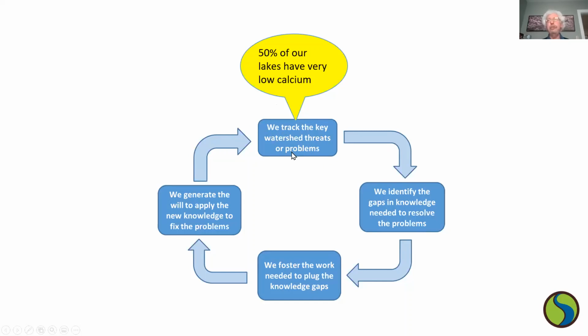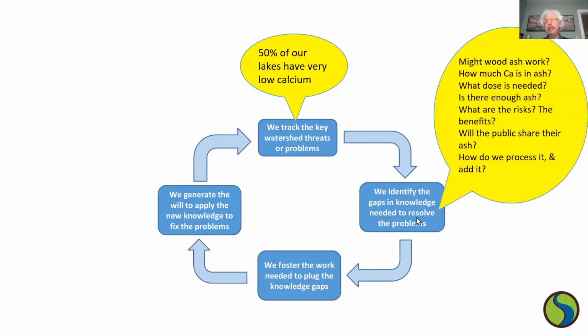So we've picked this issue because it's widespread. It affects 50% of the lakes, most of our forests. And we think we can do something about it locally, which is to add the missing calcium source. And that's not something that governments are currently doing, but the public can help us with. So what are the knowledge gaps?